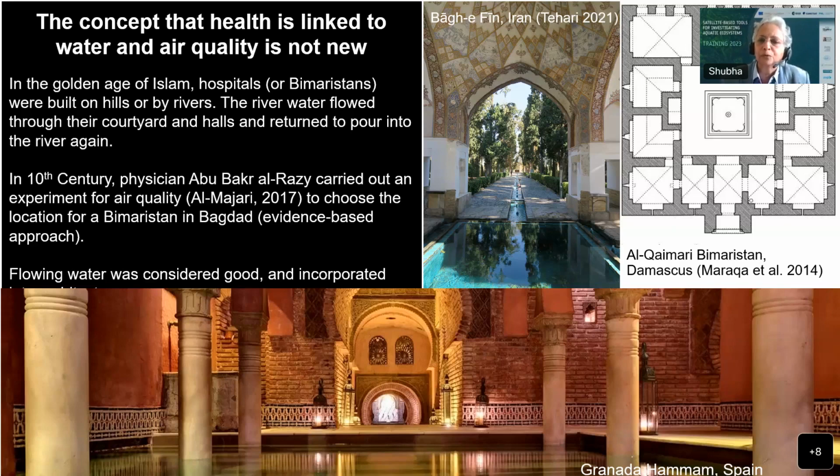A famous physician, Abu Bakr al-Razi, was known to have carried out an experiment to determine air quality in Baghdad before he chose the site for a Bimaristan there. And the experiment he carried out was to place pieces of raw meat in different parts of the city. And he and his students monitored how fast the meat became decayed. And the assumption was that the place where the meat stayed fine for the longest period had good air quality, and therefore was a good location for placing the hospital.